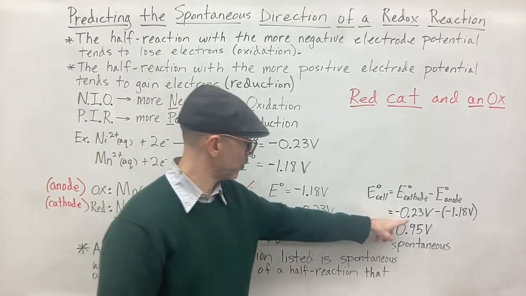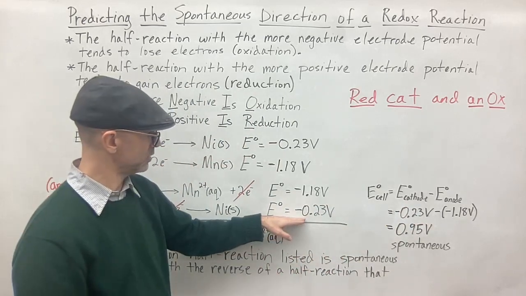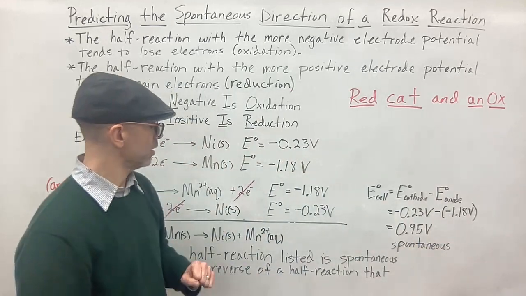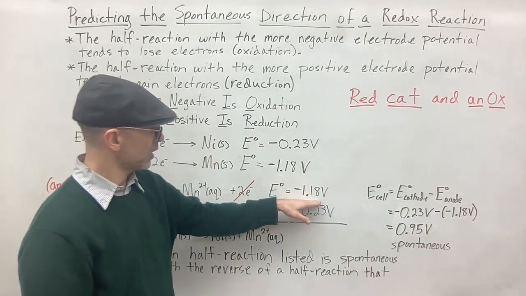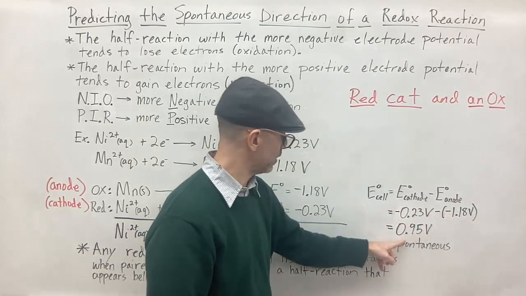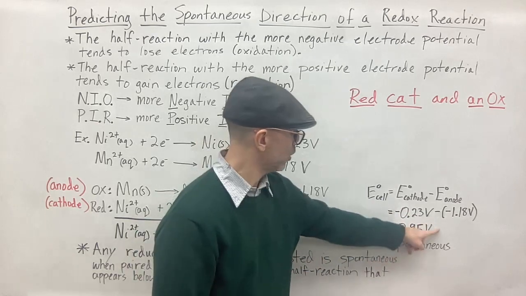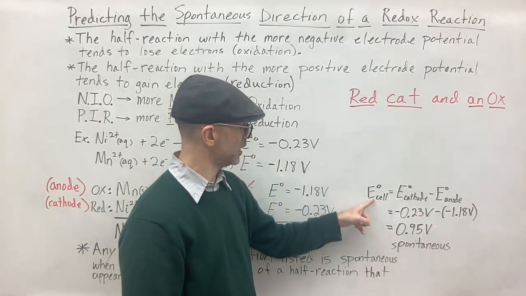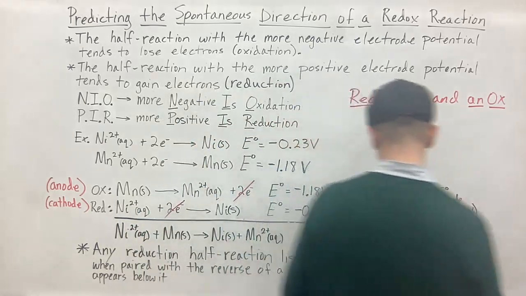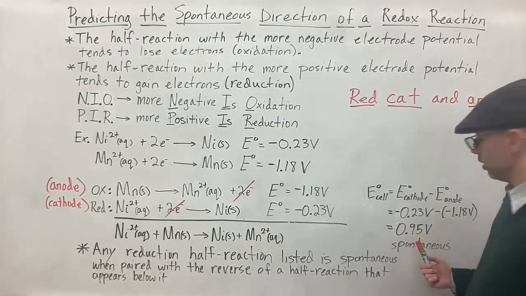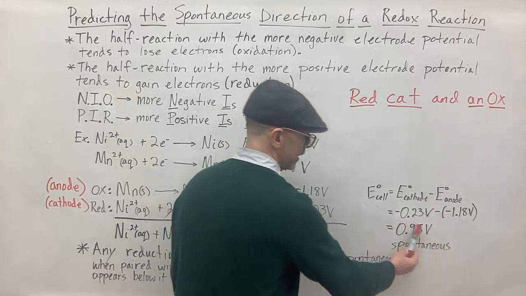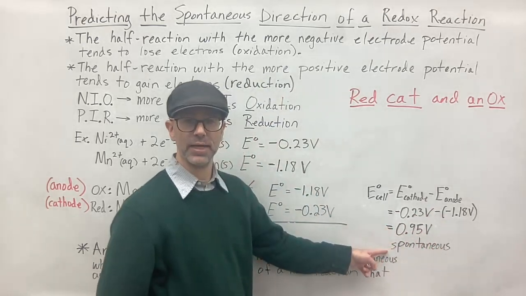So negative 0.23 volts for the cathode. That's this. Minus negative 1.8 volts for the anode. So that's here. And so when I subtract a negative, I get a positive, and then I add those together and I get 0.95 volts. So the standard cell potential for this redox reaction is going to be positive 0.95 volts. And so because the standard cell potential is positive, that's going to be spontaneous.